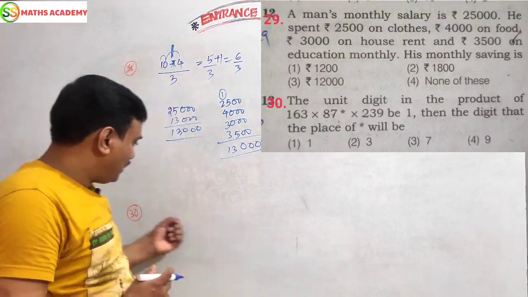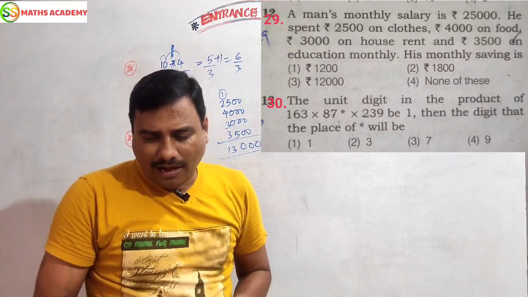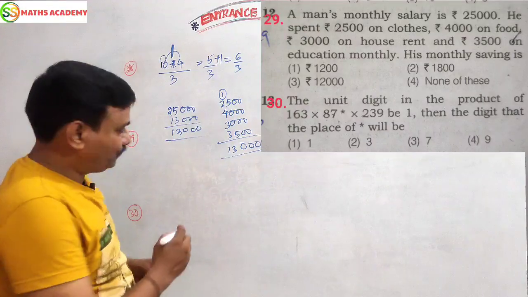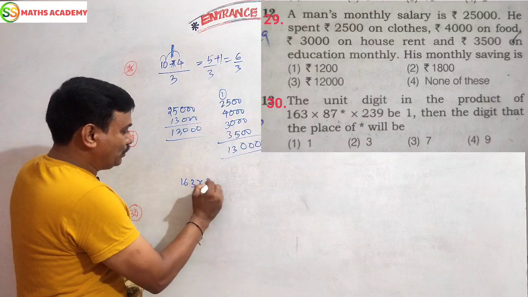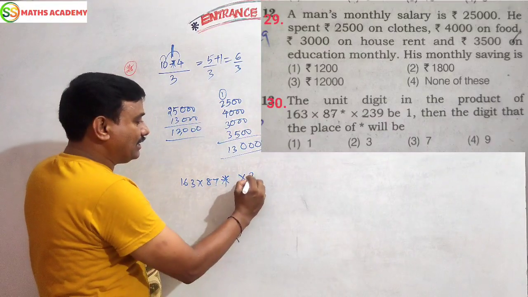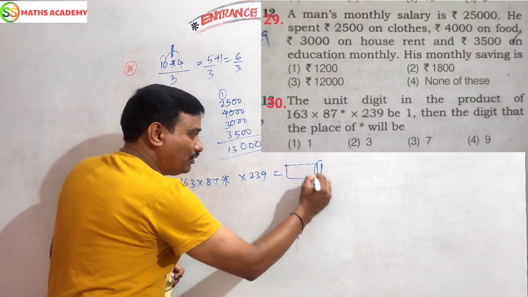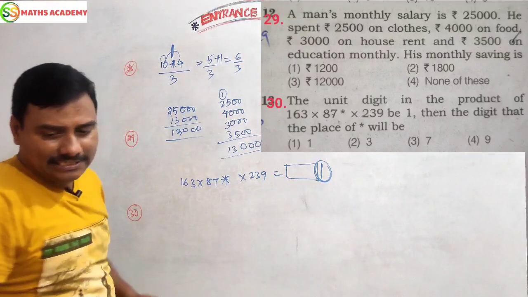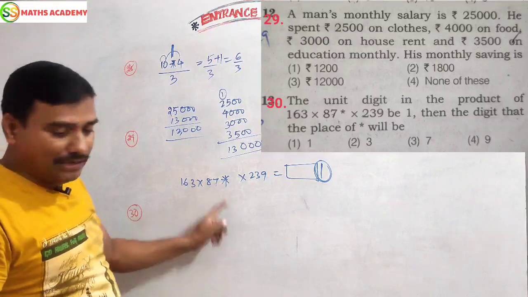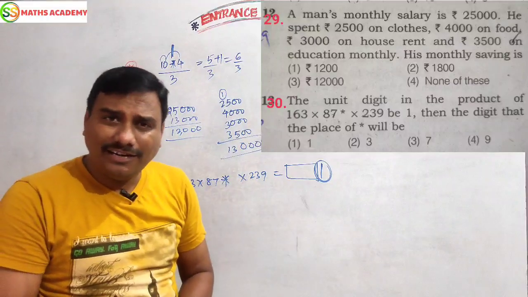Next, the 30th question, the last question, but not the least, dear friends, is a very interesting question. The unit digit in the product of 163 into 87* into 239 is 1. Some number will be there, but the unit digit of the result is 1. Then what is the digit in the place of star? Options: 1, 3, 7, 9.